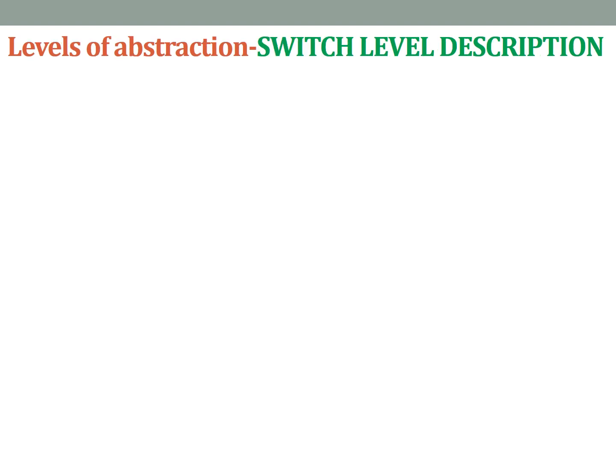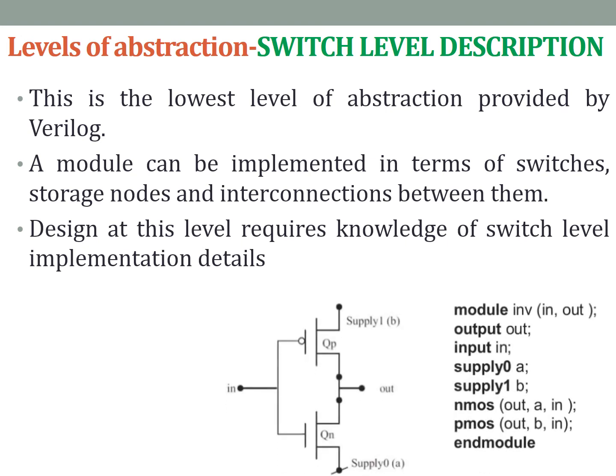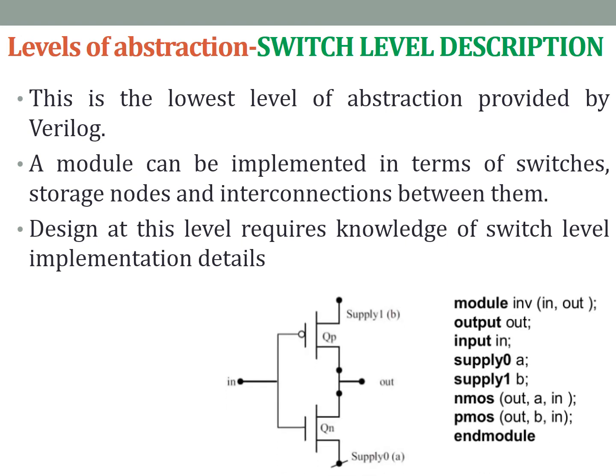The last level of abstraction, which is the lowest level of abstraction, is the switch level description. In switch level description, as the name suggests, switch is a transistor. This is the lowest level of abstraction, and here we can implement a module in terms of switches, the storage nodes and interconnection. So basically we try to design here at the transistor level, and if we are writing a program in the switch level, it is important to have knowledge of switch level details. That is, we need to have an idea about the transistor connections of the hardware schematic.